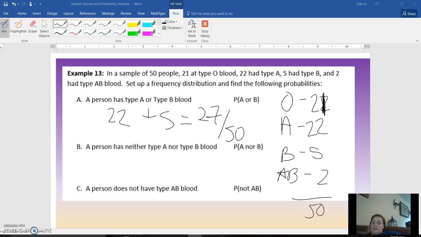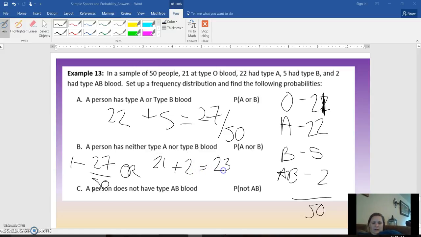A person doesn't have A and doesn't have B. So they have neither A nor B. And so what I could do is I could do 1 minus 27 over 50, or I could add 21 plus 2. I get 23 out of 50. So I would get 23 out of 50 if I added the opposite, the complement, or if I subtracted 1 minus the thing.